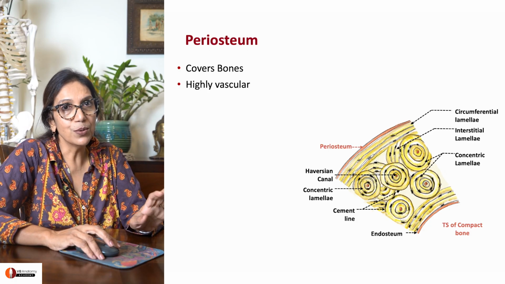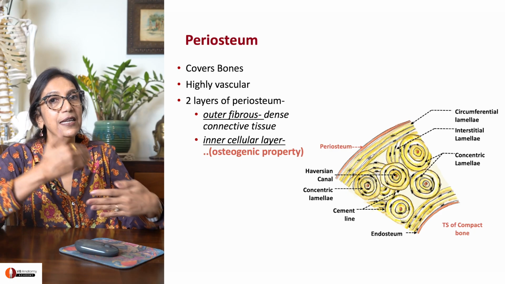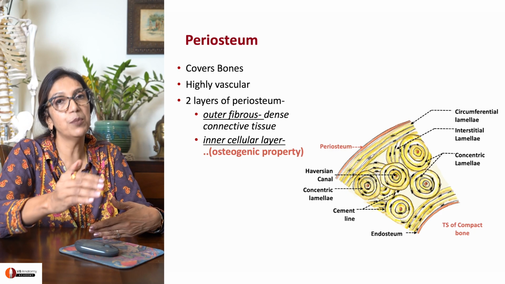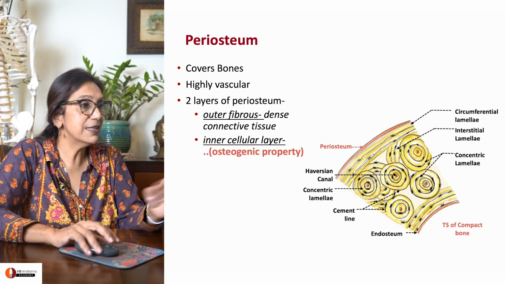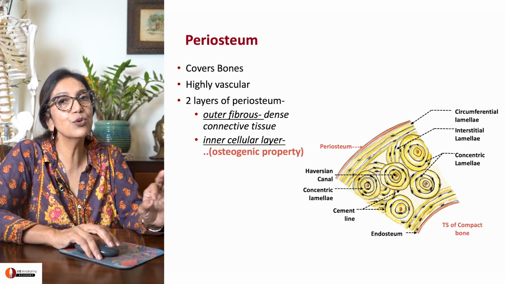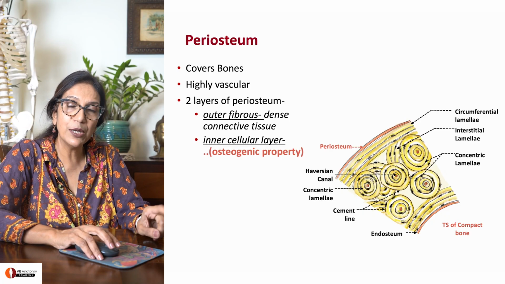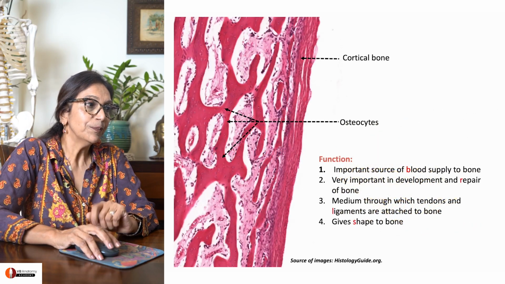Periosteum covers all bones. It's very vascular. It has an outer fibrous layer and inner cellular layer. The inner cellular layer has got osteogenic property and is crucial in fracture healing. This is so important that there is no way you can not know this. The inner lining of periosteum is important in healing of fractures.